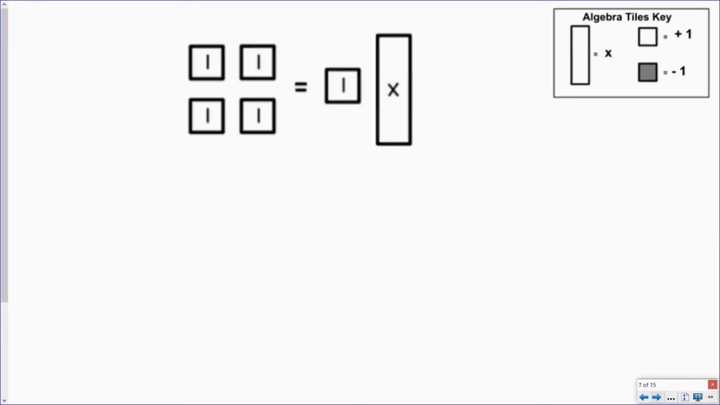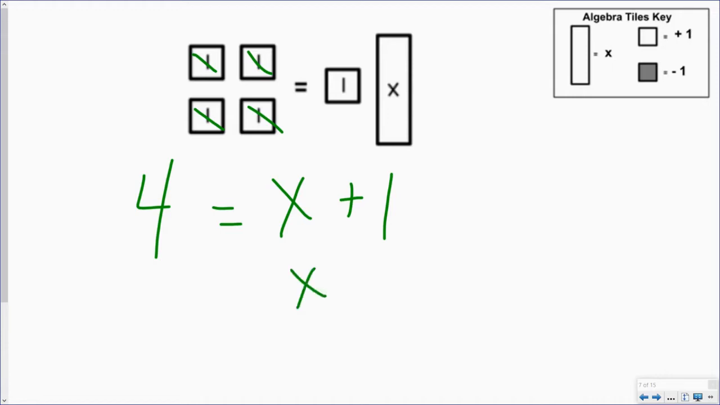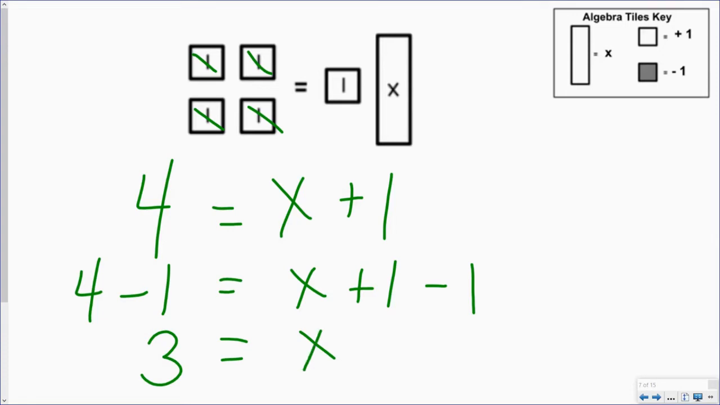Now let's take a look at this one. On this side, I have 1, 2, 3, 4 of these, and that is the same as 1x plus 1. Again, I want to do the inverse to get my variable by itself. So on this side, I'm going to take x plus 1 minus 1, because plus 1 and minus 1 are inverses of each other and cancel each other out. And that's going to equal 4 minus 1. 4 minus 1 is 3, equals x.